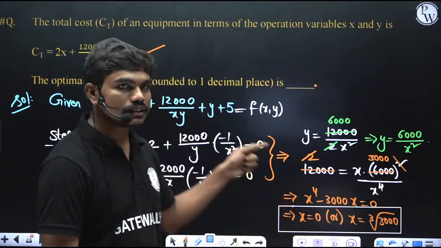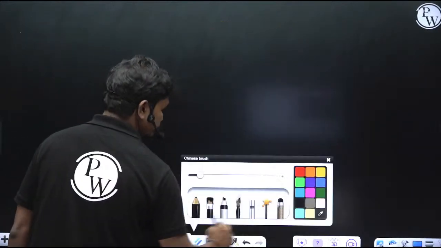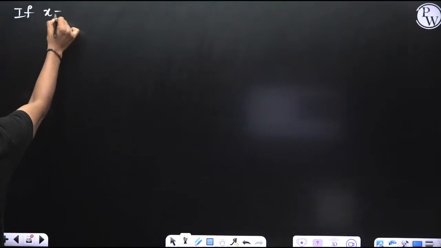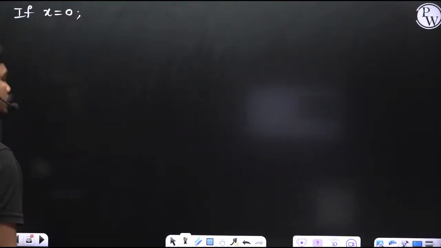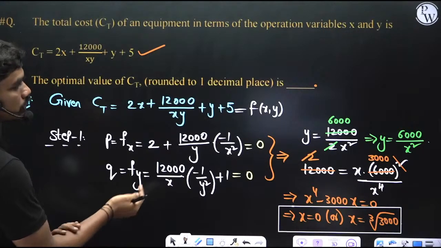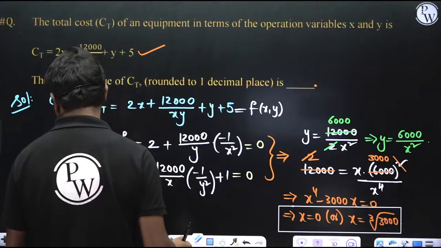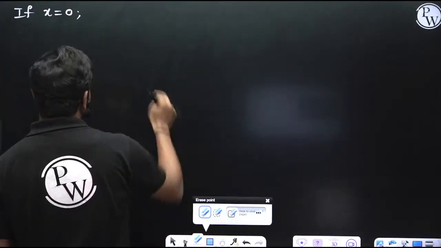Okay, then let's calculate the corresponding values of y. So if x is equal to 0, then y is equal to 6,000 by x square. So it's not defined obviously, this division is not defined, so x equal to 0 is just a solution, but mathematically it cannot offer a solution. Okay, so let's see.